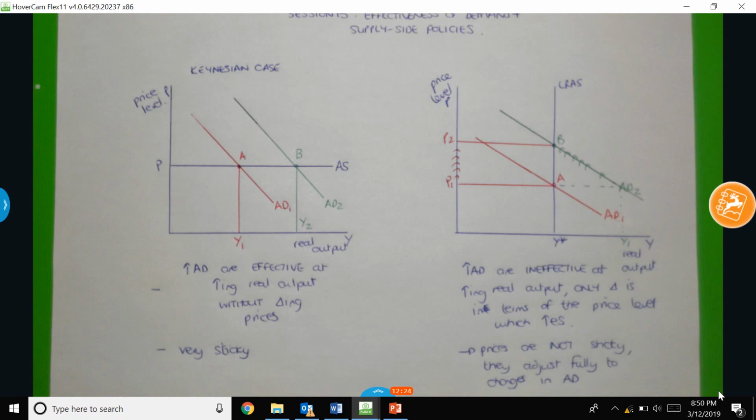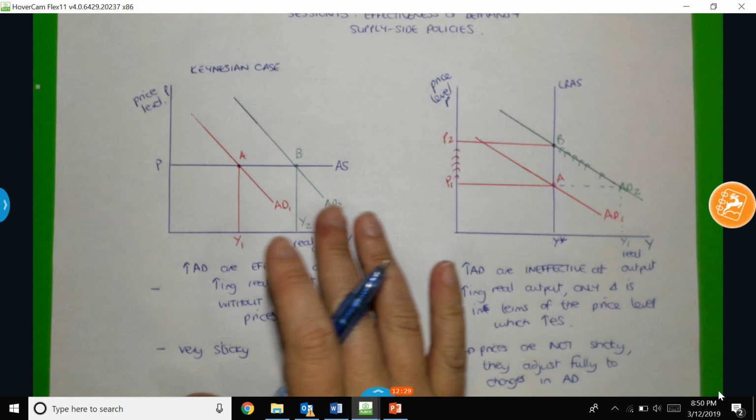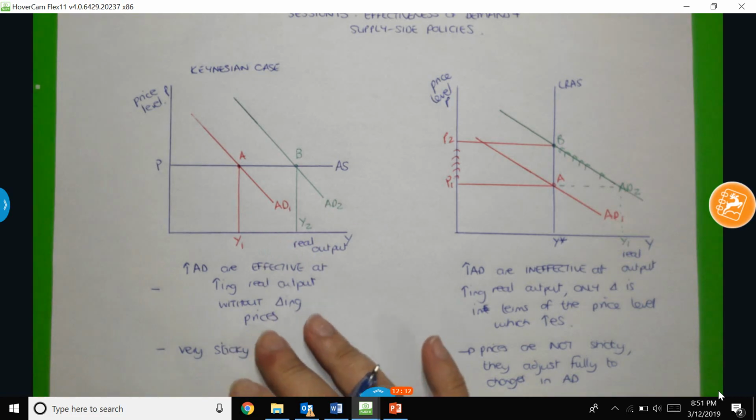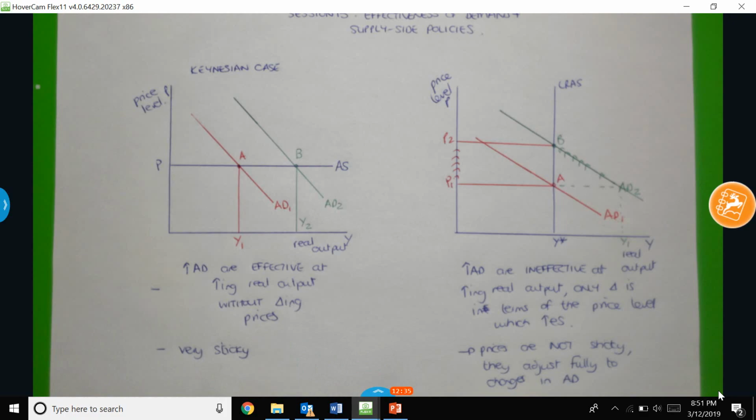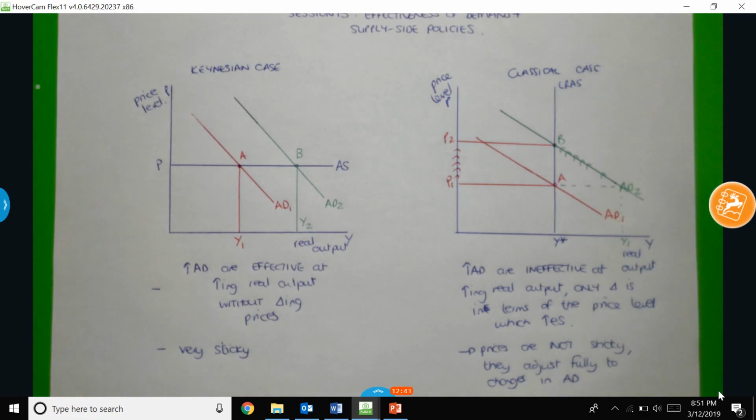Okay. So on the left-hand side, the Keynesian case is the short-run case. Expansionary demand-side policies are very effective at changing the level of output without changing prices. Prices are sticky. On the right-hand side, the classical case, an increase in the demand for goods and services will be ineffective at increasing the level of output in the long run, and the only effect of an increase in the demand for goods and services will be to raise the price level. Here, prices are not sticky at all. They adjust fully to changes in aggregate demand.